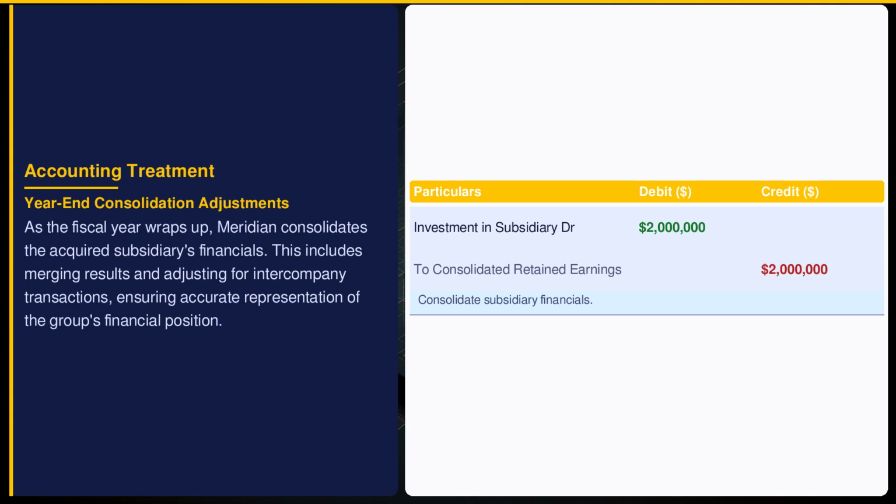Consolidating subsidiary financials involves combining assets, liabilities, and results. An adjustment to retained earnings reflecting the investment value is critical under Indian Accounting Standard to present a unified financial picture, aiding stakeholders in assessing Meridian's overall financial health.